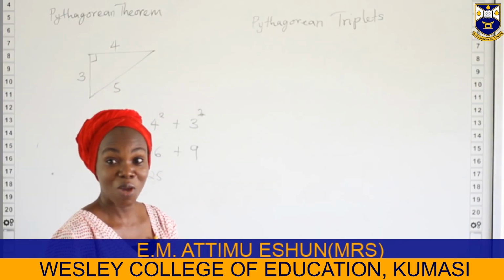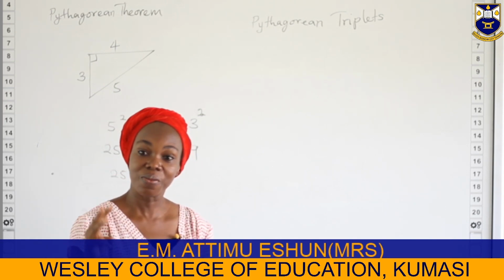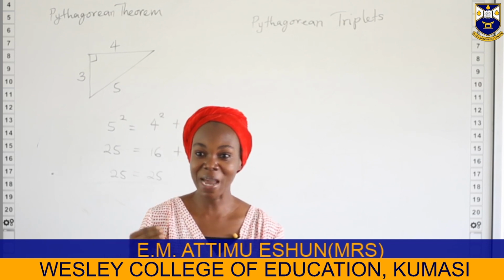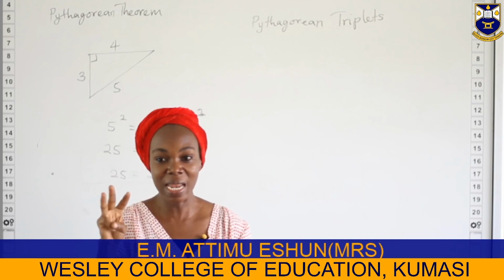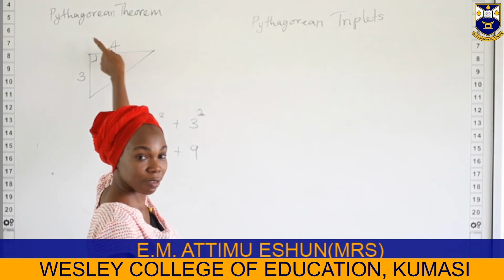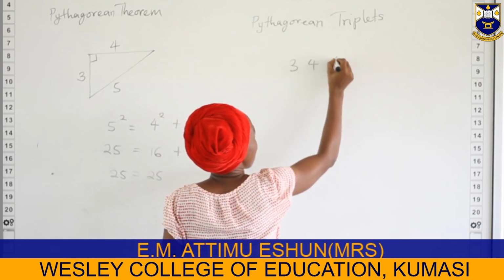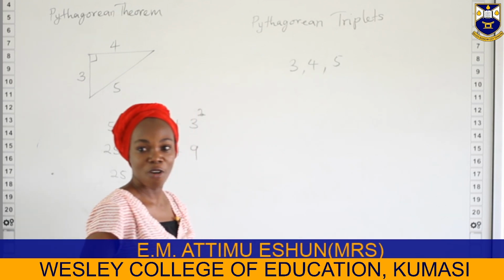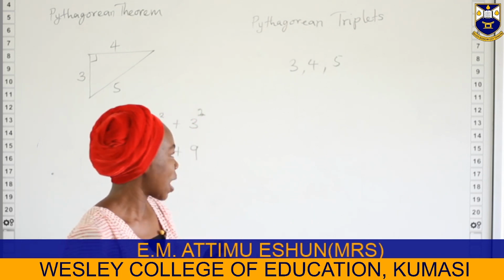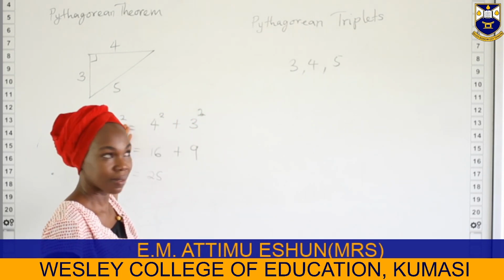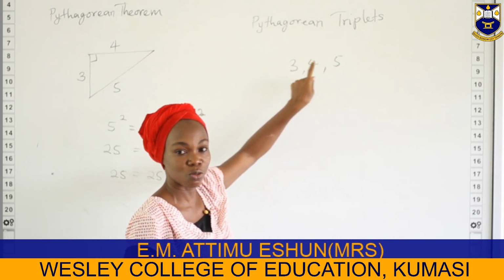So continuing, we will look at Pythagorean triples. Yes, we can call them Pythagorean triplets or Pythagorean triples. Now these are 3 numbers that satisfy the Pythagoras theorem. For example, 3, 4, 5. These are called the primitive Pythagorean triplets. What we have just looked at is that the longest side squared will give us the sum of the squares of the other 2 sides.